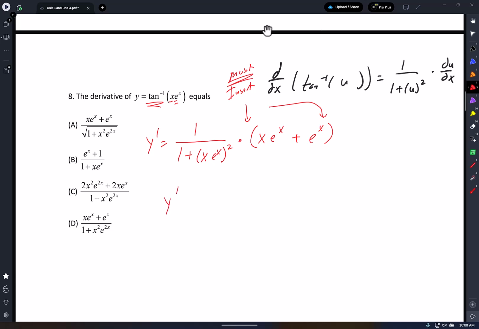So here we go. Y prime equals x e to the x plus e to the x. That's my numerator there. Over 1 plus, and then if I'm going to square it, law of exponents, x squared e to the 2x. And I look for that. And here it is. Yay.